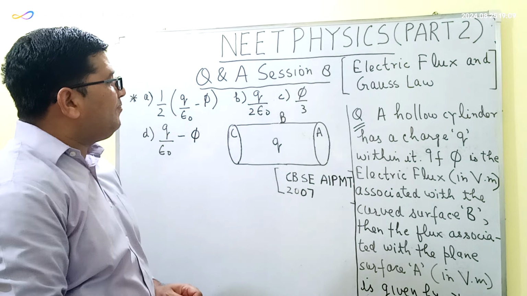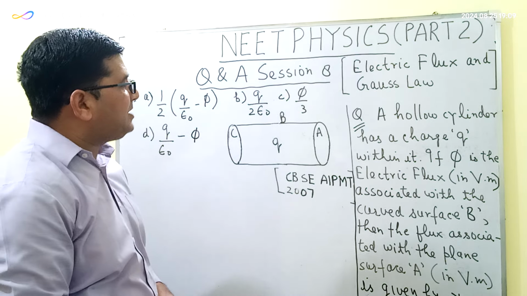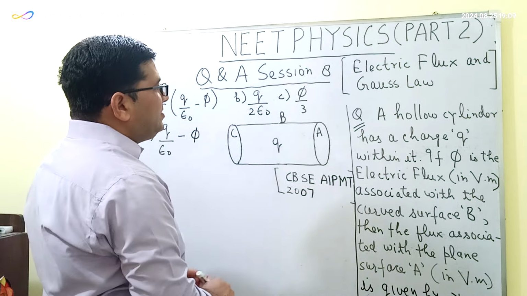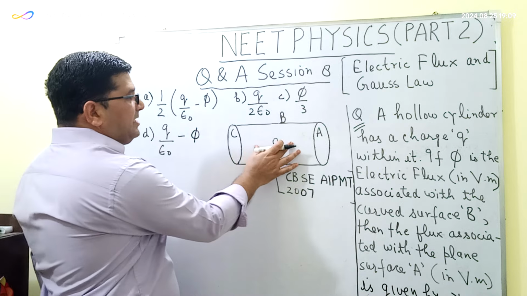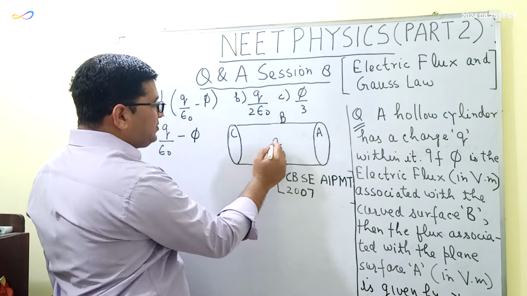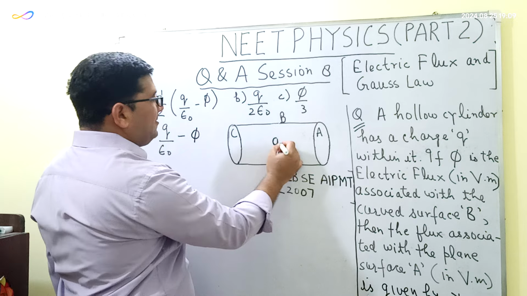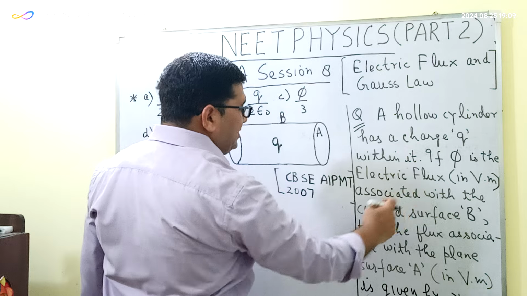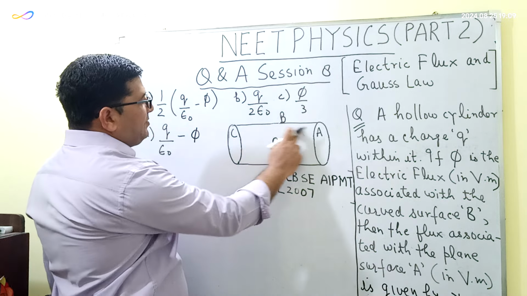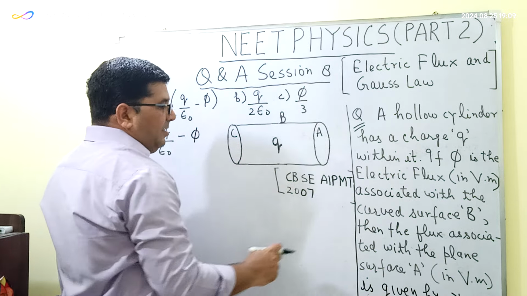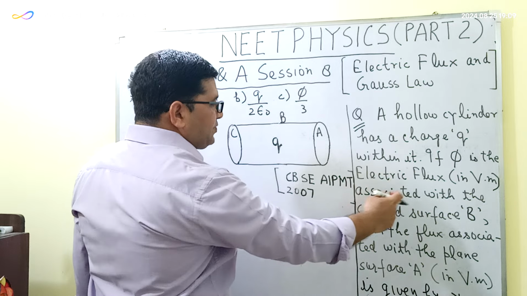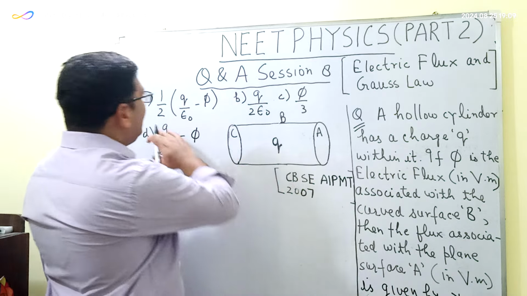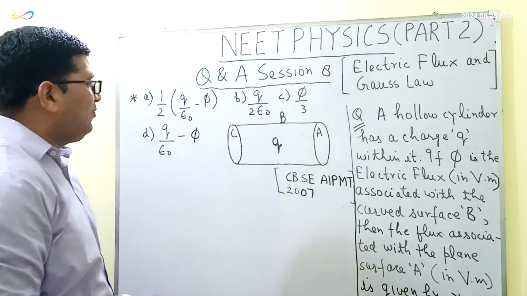So here the question is, a hollow cylinder has a charge Q within it. This was the figure which was provided along with this question. This is a hollow cylinder and it has got a charge Q lying within it. Now if phi is the electric flux associated with the curved surface B of this hollow cylinder, then the flux associated with the plane surface A is given by. There are 4 options given here and we have to find the correct one.